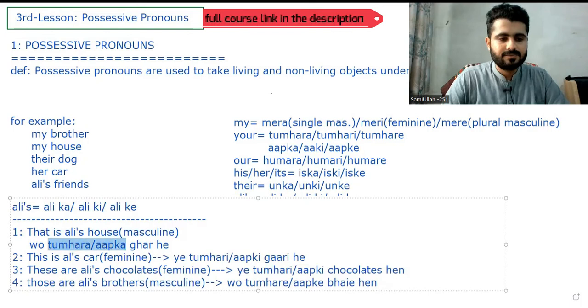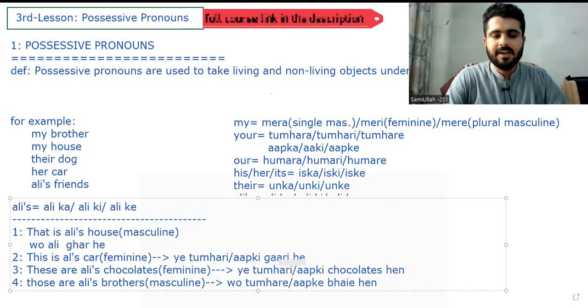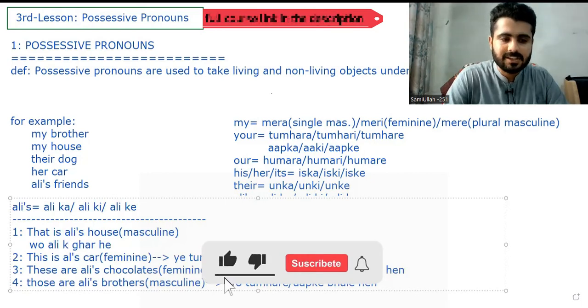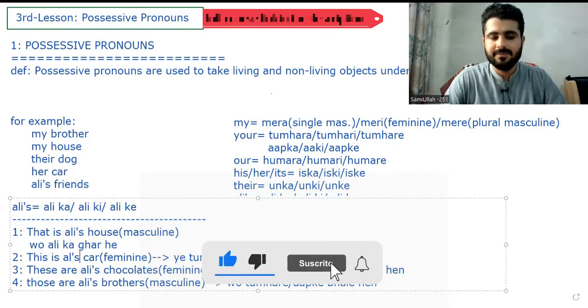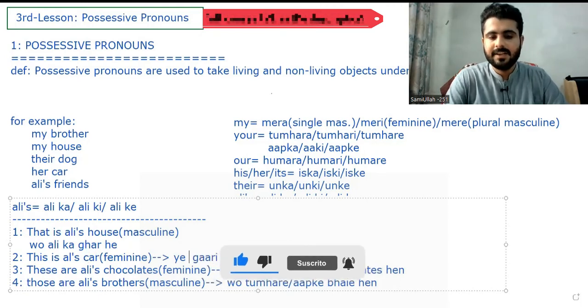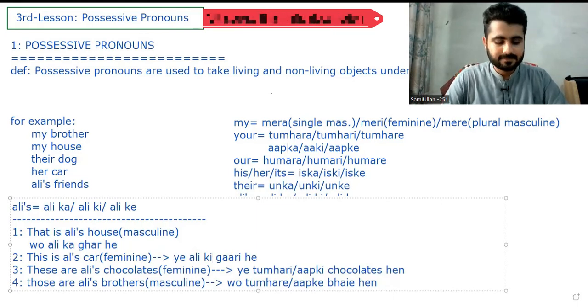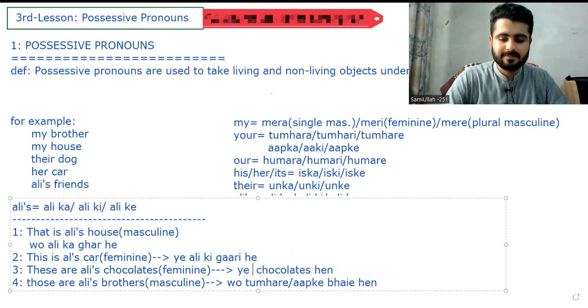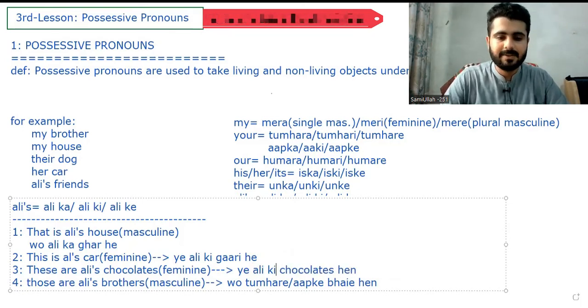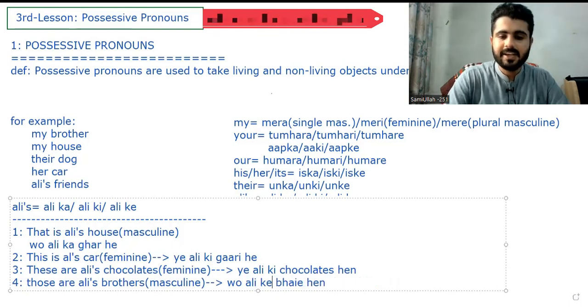Remember, here it is not तुम्हारा or आपका. Always keep that specific name for Ali. House is taken as single masculine, so for single masculine the word का: Ali का घर है. Second, ये Ali की गाड़ी है. Why की? Car is taken as feminine. Number third, ये अली की चॉकलेट्स हैं. Why की? Chocolates are taken as feminine. Number 4, वो अली के, for multiple masculine, अली के भाई हैं.